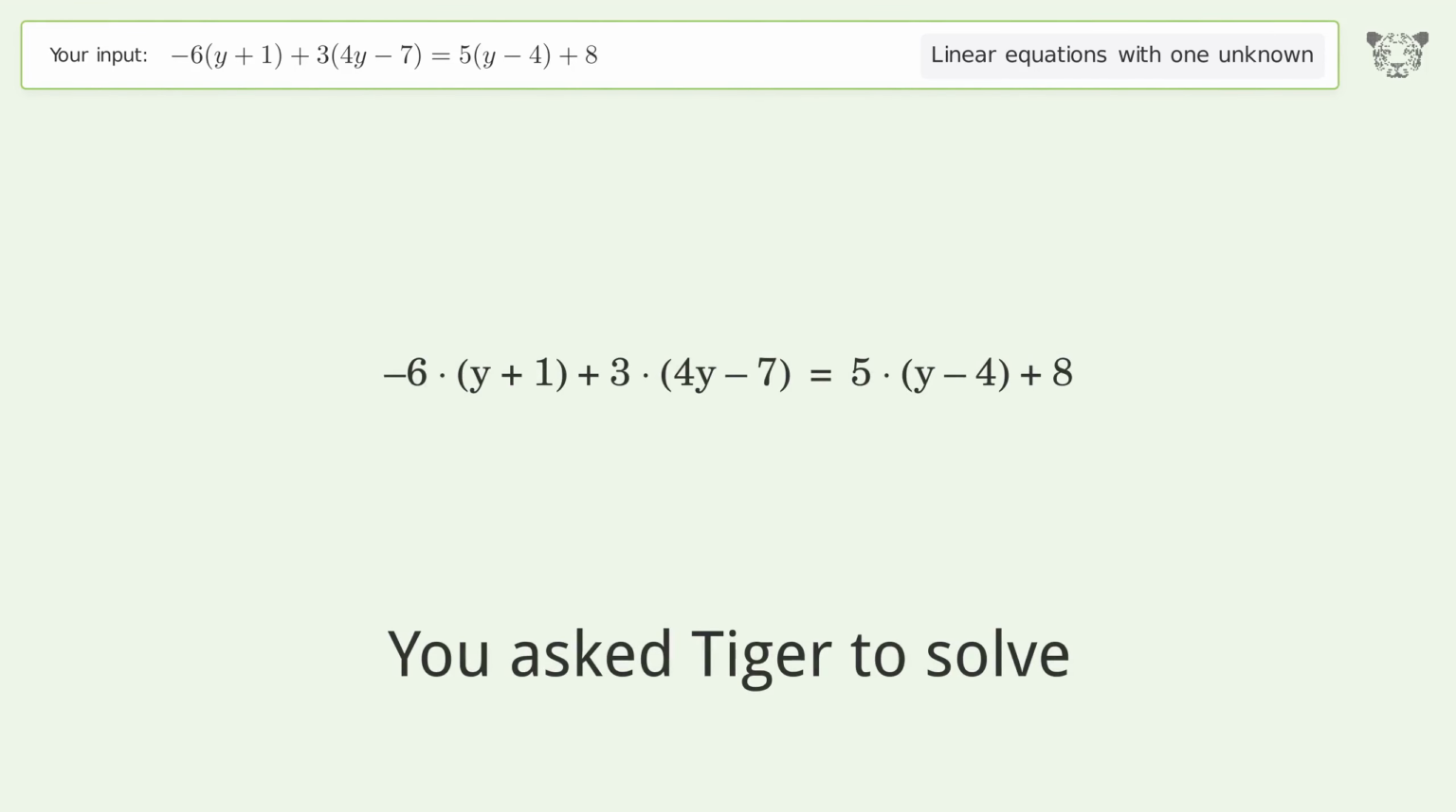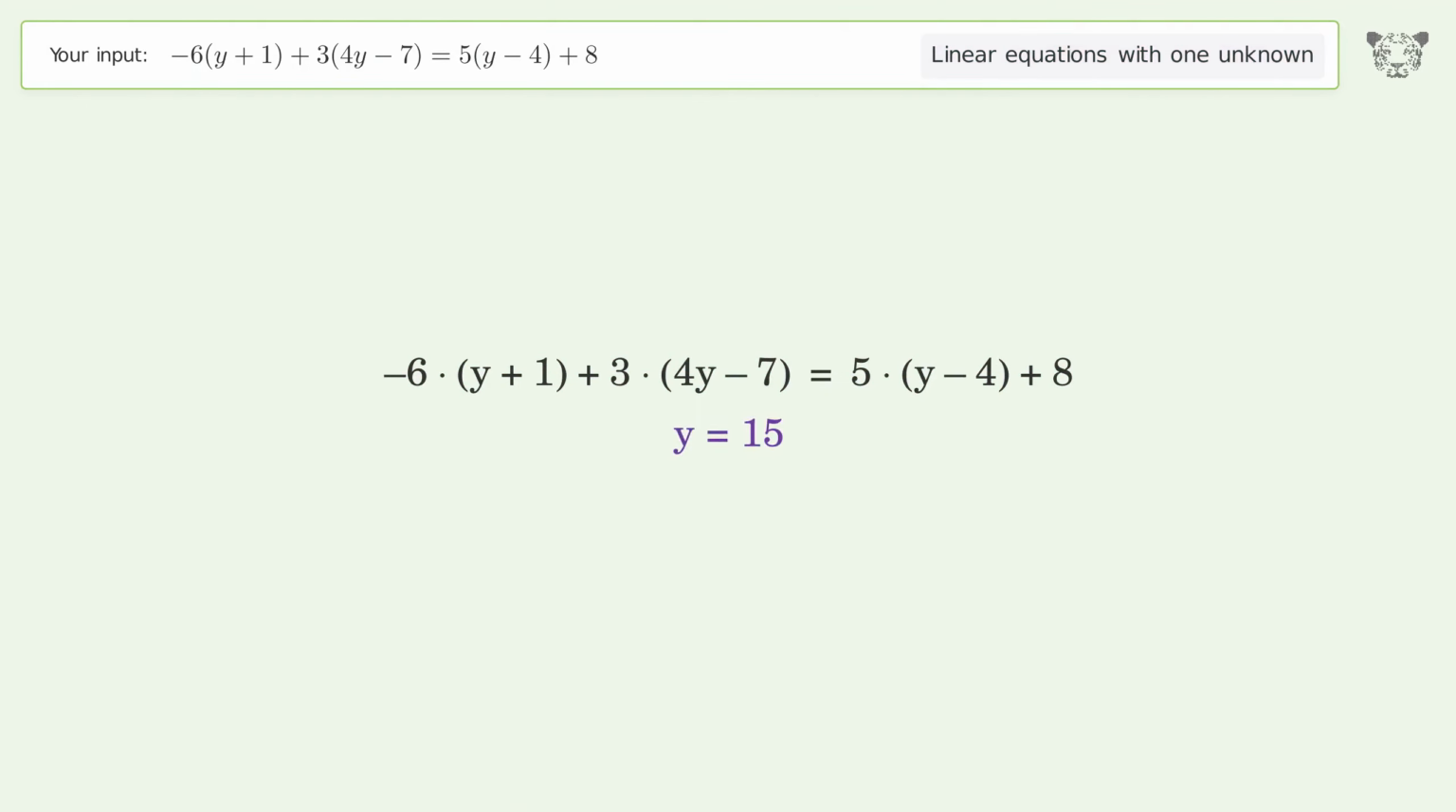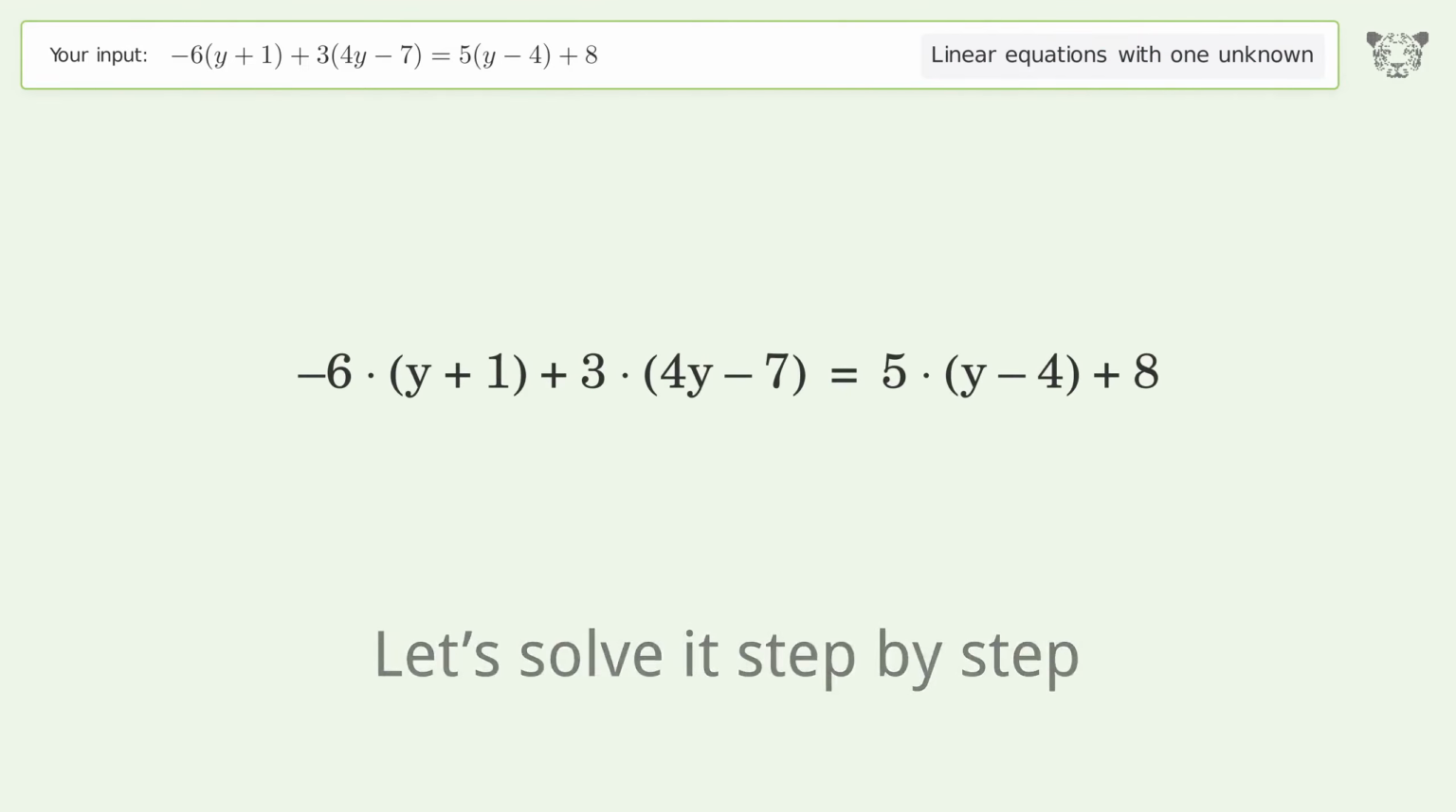You ask Tiger to solve. This deals with linear equations with one unknown. The final result is y=15. Let's solve it step by step.